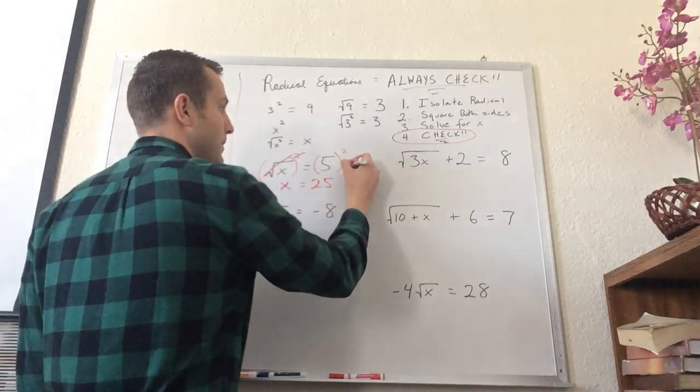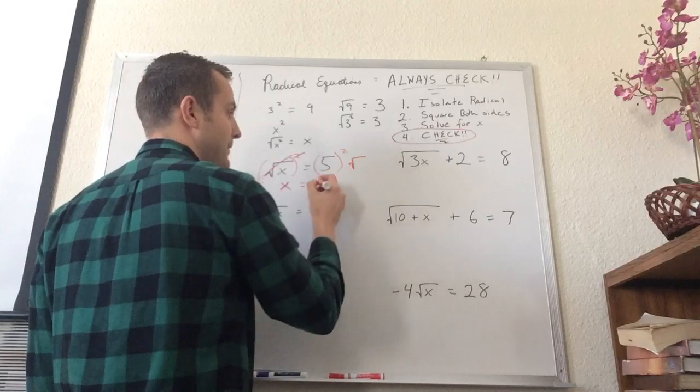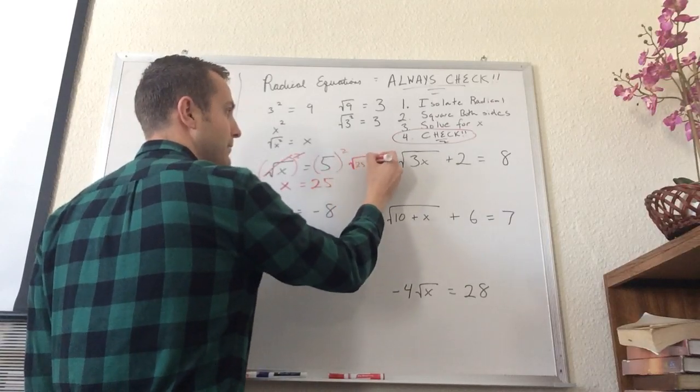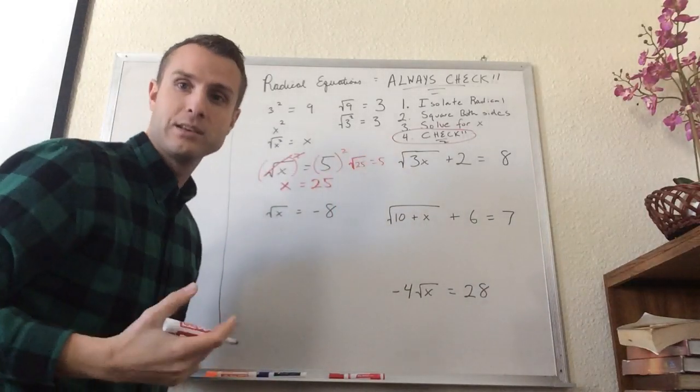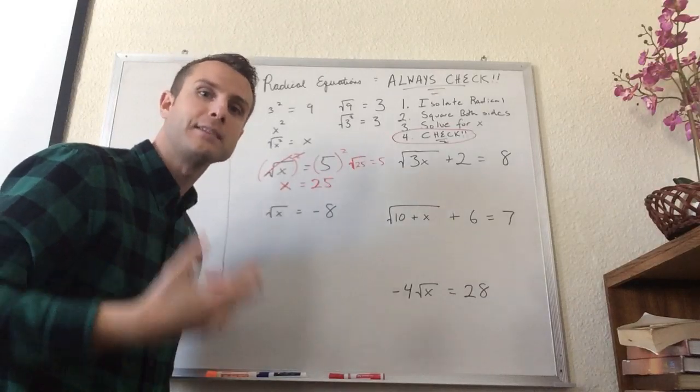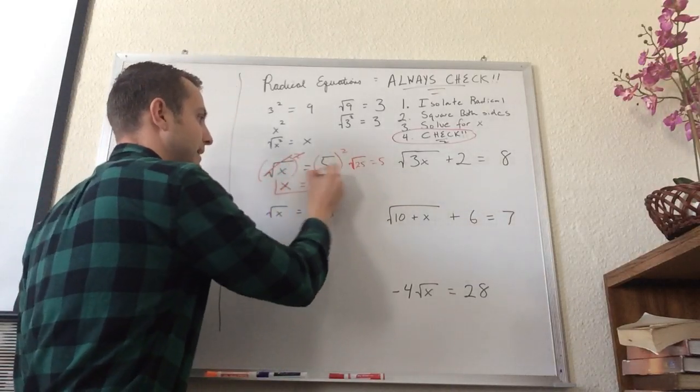I'm done, but I have to check it. Remember, my original problem was the square root of x equals 5, so I'm going to replace x with 25. Is that true? Does the square root of 25 equal 5? Yes. So this is my answer.